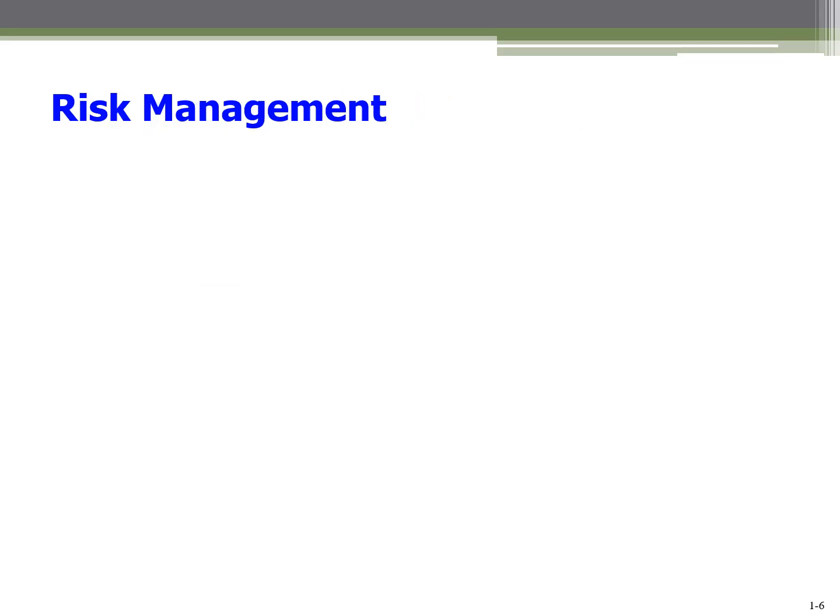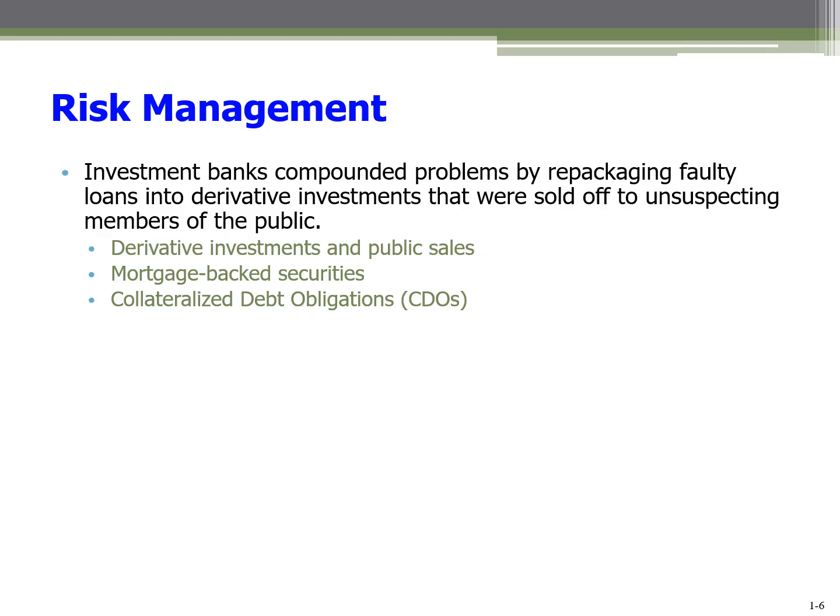Investment banks played a significant role in enabling the risky behavior of banks and mortgage lenders. Derivative investments and public sales. Investment banks contributed to the financial crisis by creating and selling complex derivative products such as mortgage-backed securities and collateralized debt obligations, or CDOs. These are derived from pools of mortgages, many of which were subprime. These securities were often marketed to investors as high-quality investments without adequately disclosing the risks associated with the underlying loans.